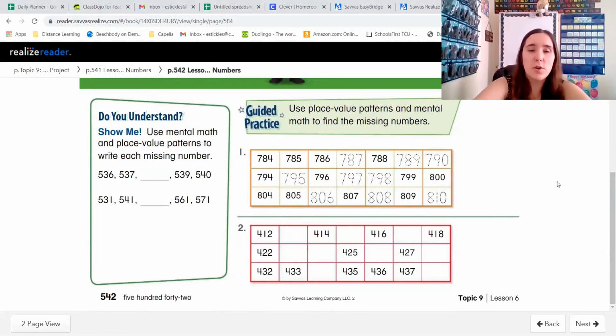Okay, ladies and gents, make sure you have your workbook and you are open to page 542 with your pencil. We're going to do these guided practice problems here together. It says, use place value patterns and mental math to find the missing numbers.